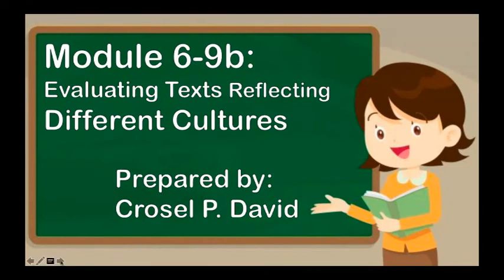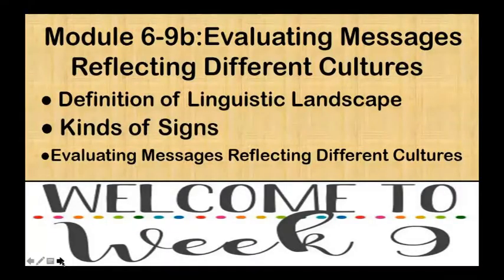For this week, we will be focusing on the following topics: the definition of linguistic landscape, kinds of signs, and evaluating messages reflecting different cultures. Before we start, let's have a short review of our discussion last week, where we focused on the definitions of text, cultural text, and the different kinds of text.